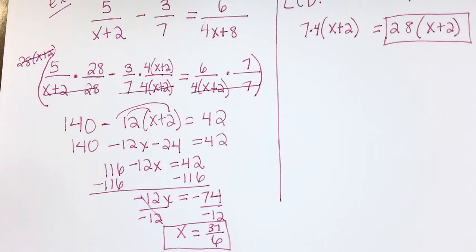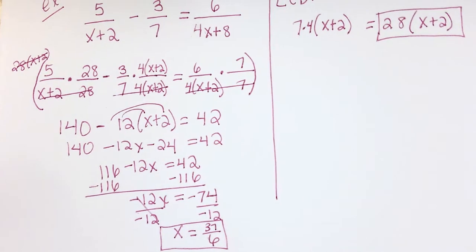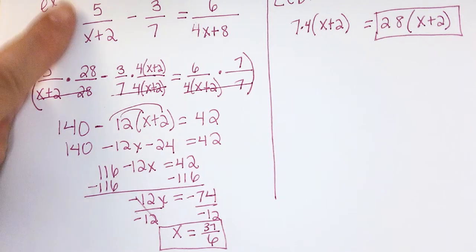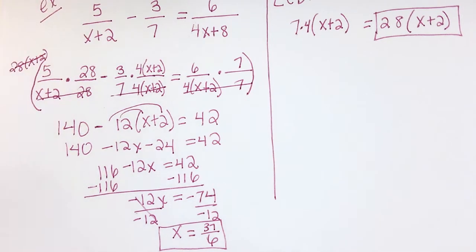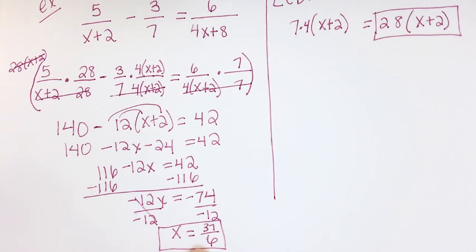Now I do want to say this is a rational equation. And we need to remember one of those really important rules of mathematics, which is if it is a fraction, you cannot have a 0 in the denominator of that fraction. Now this is pretty easy to check. What you want to do is take this solution that you got, which in our case was 37 over 6, and plug it into your LCD.